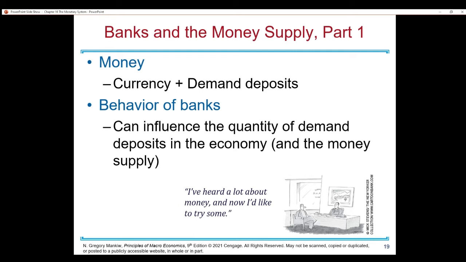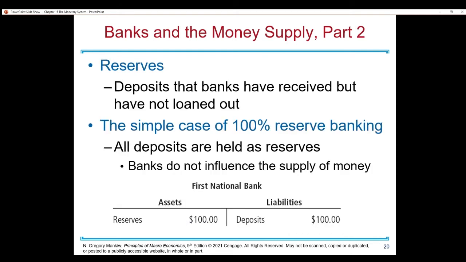The first type of banking I'm going to talk about is 100% reserve banking. The reason we're looking at how banks react is because banks are going to influence the quantity of demand, and they're going to influence the money supply because of this. We'll go more into it a little bit later. Let's first talk about 100% reserve banking.